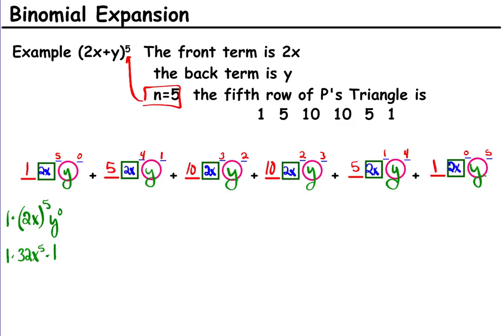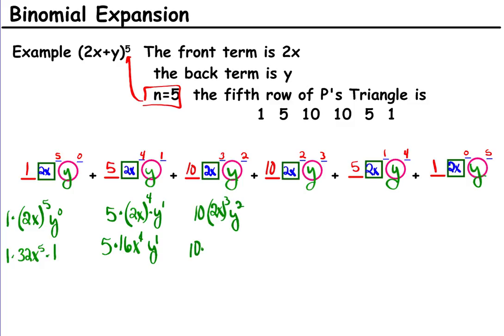Okay? My next term is 5 times 2x raised to the 4th power times y to the 1st power. So this is 5 times 16 x to the 4th, y to the 1st. Let's do the next term. This is 10 times 2x to the 3rd, y squared. So this is 10 times 8x cubed, y squared.